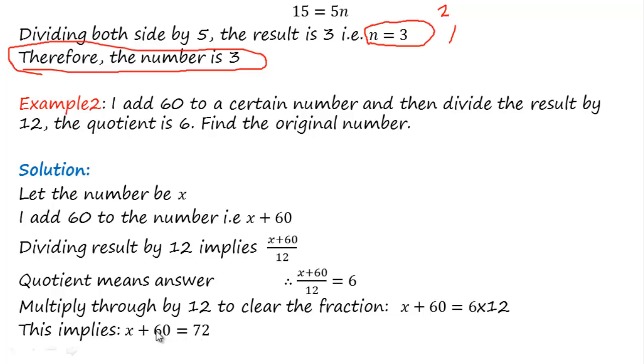Now, collect the like terms. x will remain here, and 60 will go and meet its friend. This is now going to be x equals, when 60 comes here, it's going to be negative, 72 minus 60, which is 12. x equals 12. You will now write it in words. The number is equal to 12. Just simple. The original number is now 12. You have gotten your full mark.